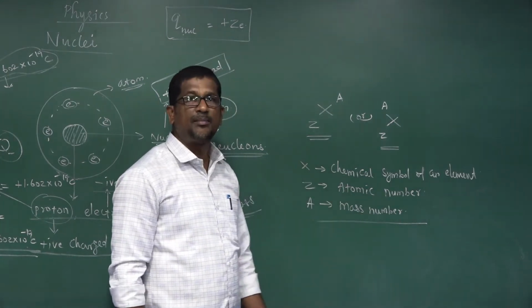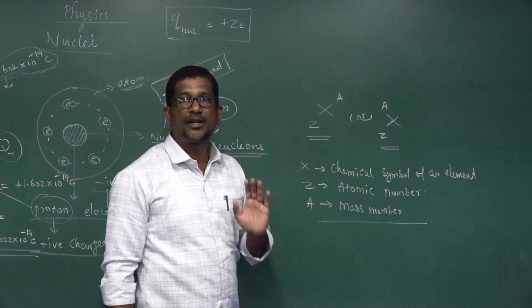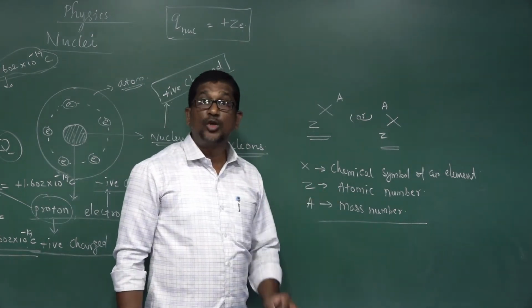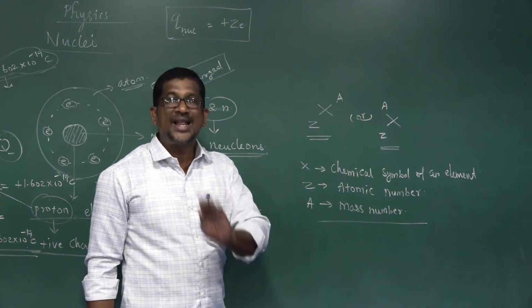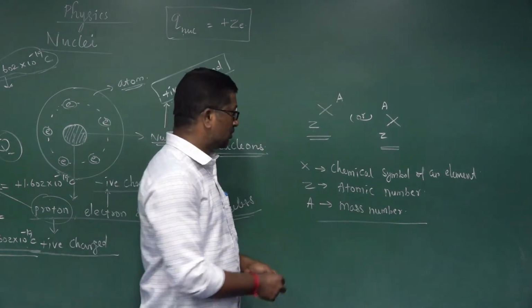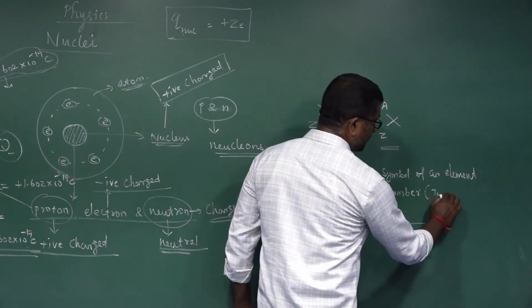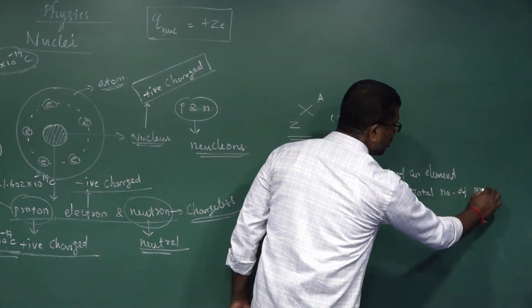Now, what is atomic number? The total number of protons present in the nucleus of an atom is called the atomic number. It is denoted by the letter Z. So, atomic number refers to the total number of protons.